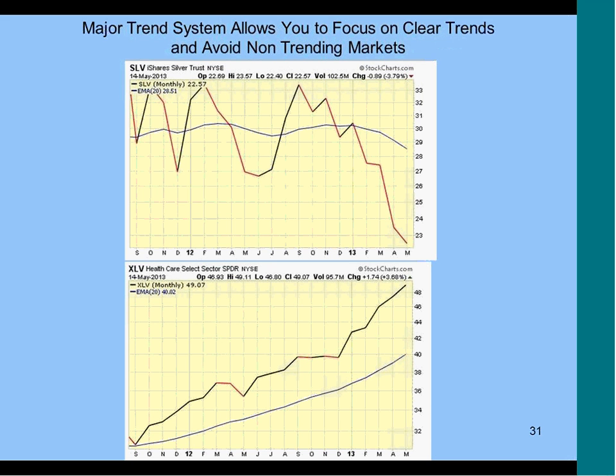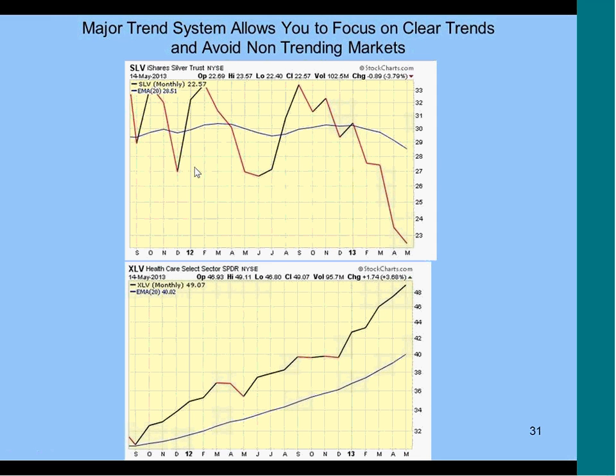Now, one of the advantages of the major trend system is it allows us to focus on markets that have very clear trends and avoid markets that are not trending. And here's a good example. This is the iShares Silver Trust. So this tracks the price of silver, and you can see the 1-month price here fluctuating above and below the 20-month EMA. So not really on a clear trend, except for these last several months. It's clearly in a downtrend.